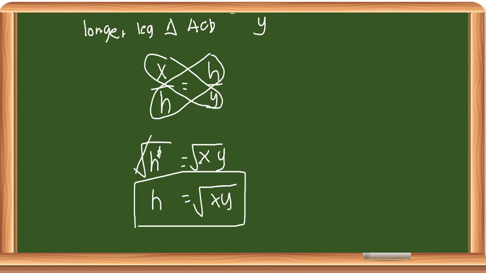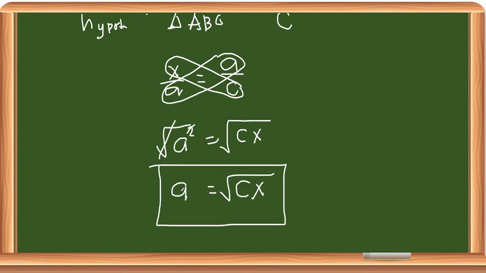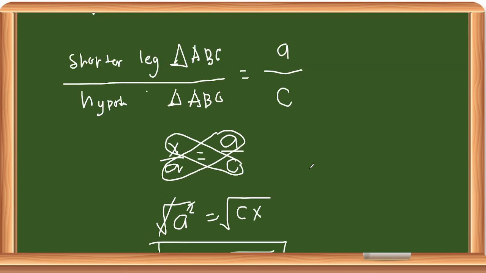Okay? Yung kanina, para hanapin yung H, you have to get the square root of the product of X and Y. Ngayon naman, if you're asked to find for one of the legs of the original triangle, all you have to do is get the square root of the product of C and X. Okay? So, yan yung magiging formula niya.